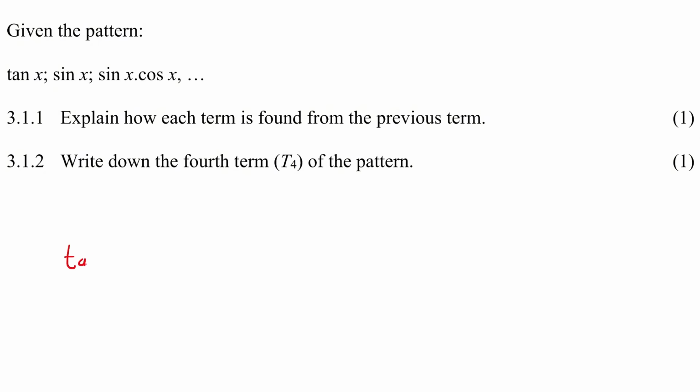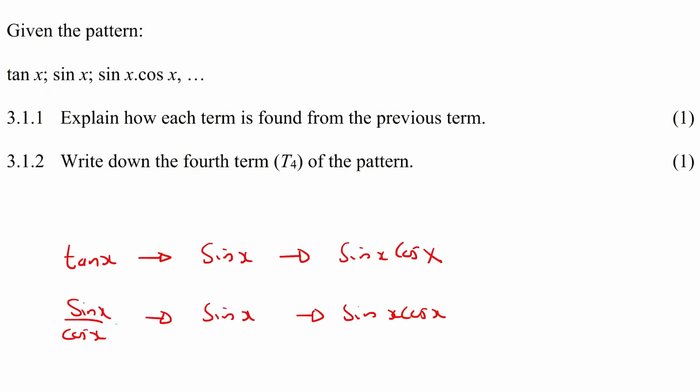Okay, so how do we go from tan to sin, and then from sin to sin cos? Well, remember, tan is sin over cos. All that they're actually doing is, for this one, they're multiplying it by cos. So if you multiply by cos, then those end up cancelling, so you end up getting just sin. And then if you take this sin and multiply it by cos, you end up getting that.